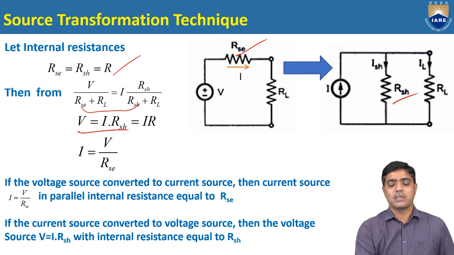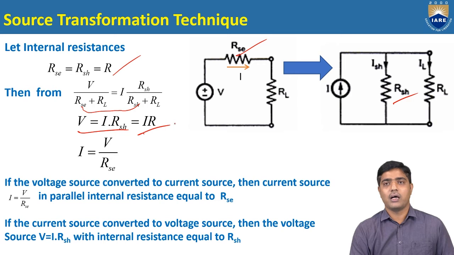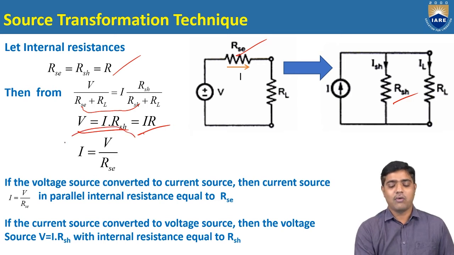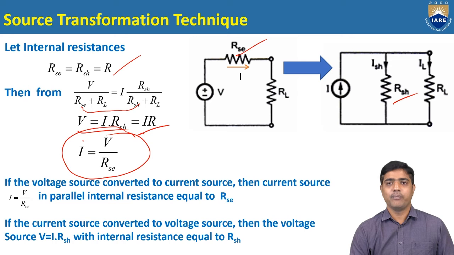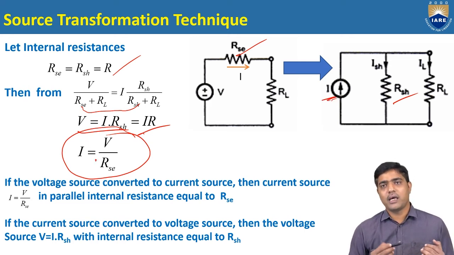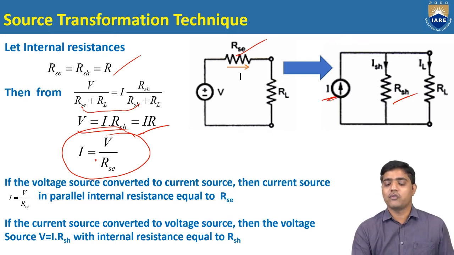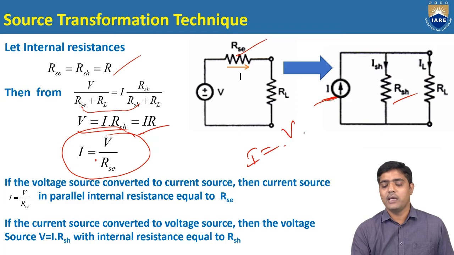So what is the RSH? You can simply write it as I into R also. So from this you can write I equal to V by RSC. That means whenever you are converting the voltage source into the current source, how are we going to represent the circuit? Here the current source is going to be in parallel with some value of resistance. What is the value of that resistance? We have to find it. And what is the value of the current? That current I equals V by RSC.